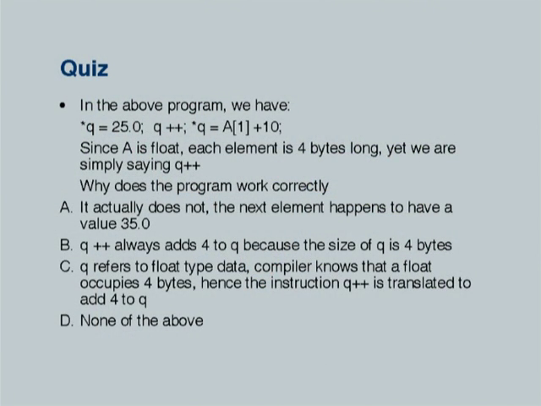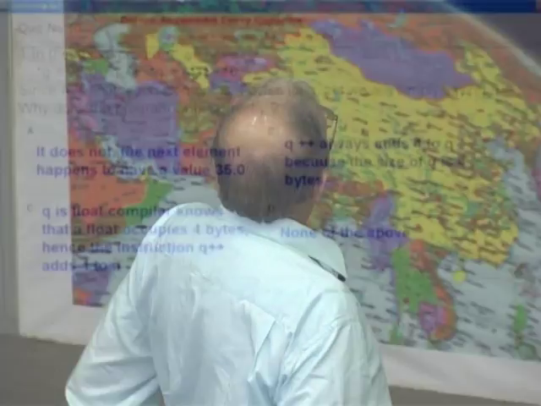Here are the four options. A, it actually does not. The next element happens to have a value 35.0. B, Q++ always adds 4 to Q because the size of Q is 4 bytes. C, Q refers to a float type data. Compiler knows that float occupies 4 bytes. Hence the instruction Q++ is translated to add 4 to Q. And D, none of the above. So, this is the quiz.